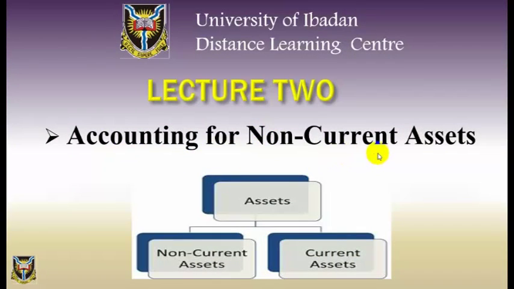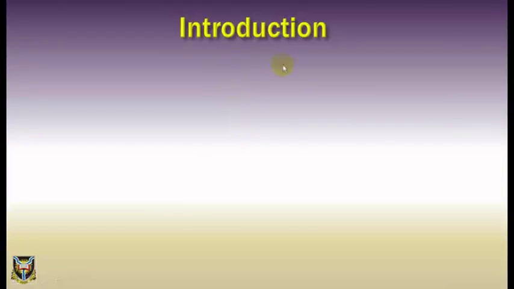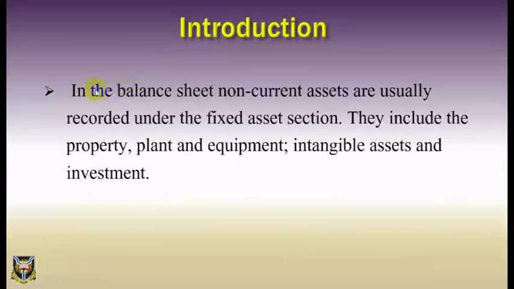Accounting for non-current assets. Introduction. In the balance sheet, non-current assets are usually recorded under the fixed assets section. They include the property, plant and equipment, intangible assets, and investment.